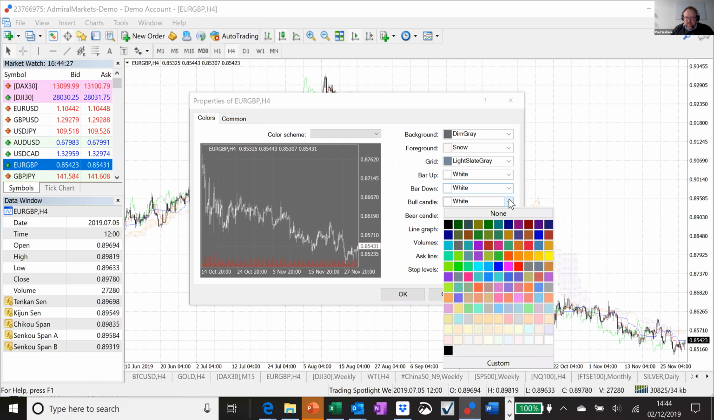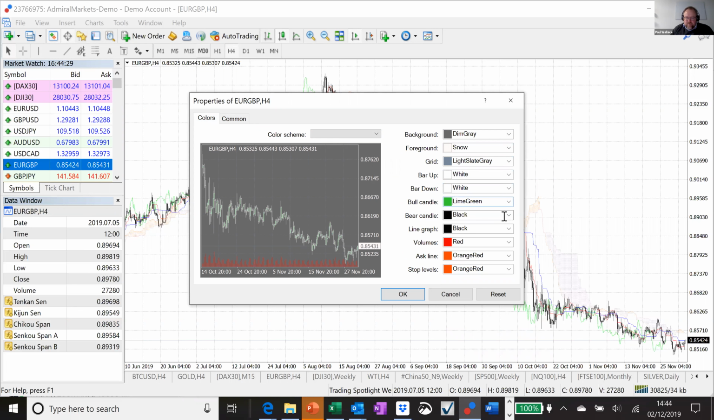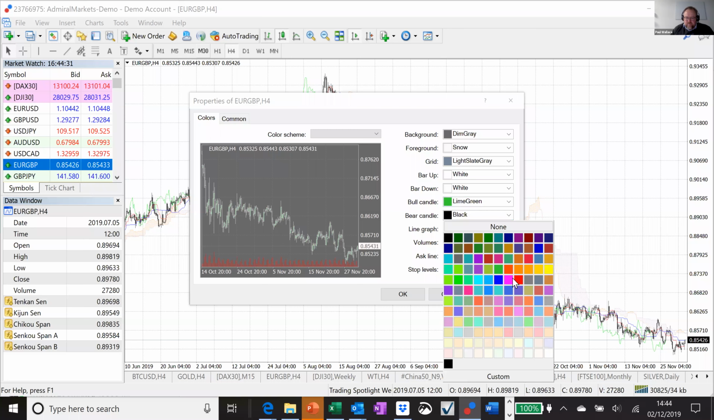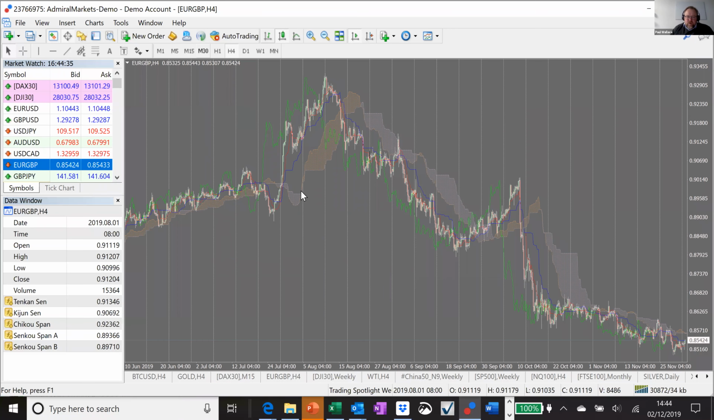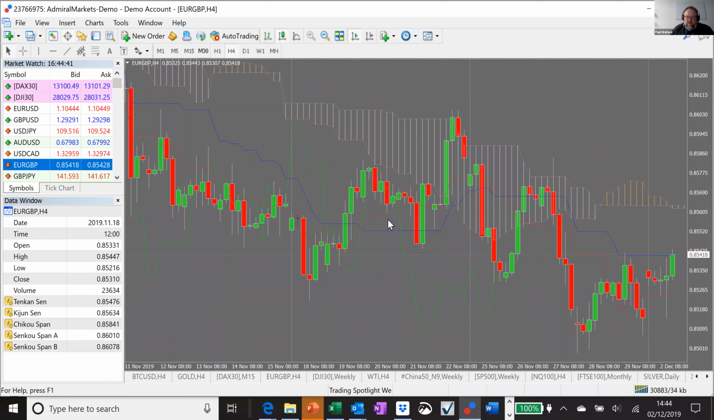My bull candles are kind of very bright, bearish candles, very red. There we go, let's just zoom into here a little bit. That's what I particularly like. Now, I appreciate some of you might have particular differences. Some of you may have choices.